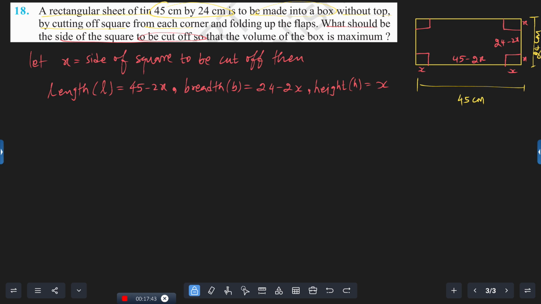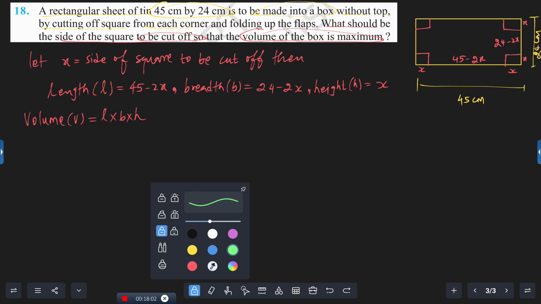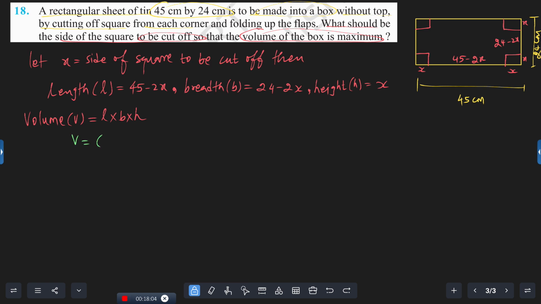The side of the square to be cut off is the same question. Here also we have to find x. Here also the volume of the box is maximum, so we have to differentiate the volume. Volume V is equal to length into breadth into height. Substituting the values: V is equal to (45 minus 2x) into (24 minus 2x) into x.